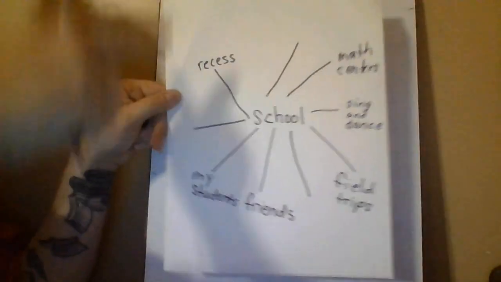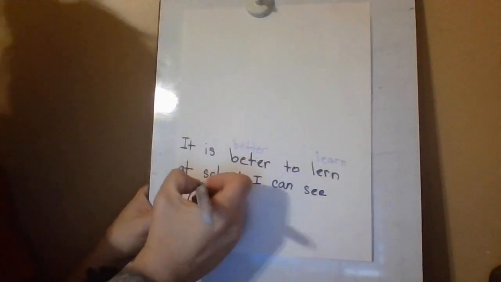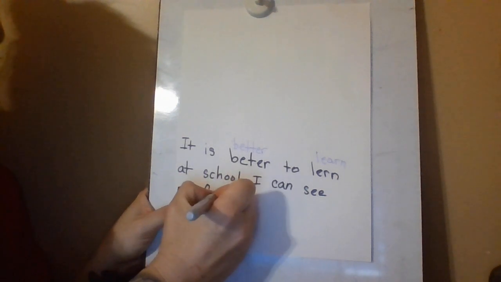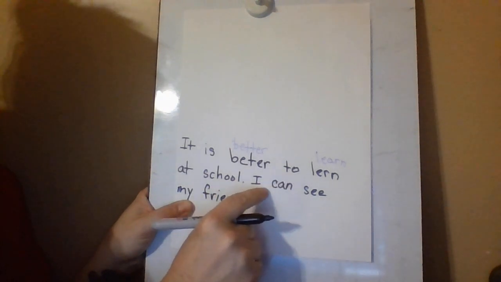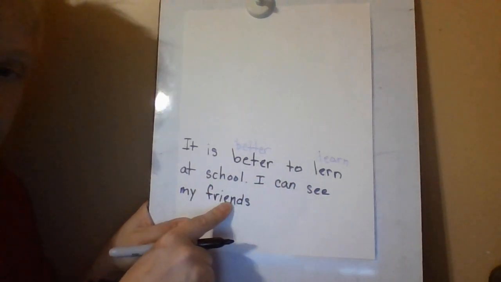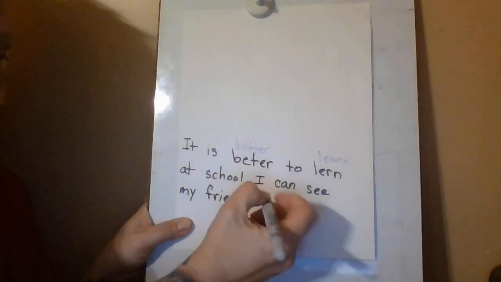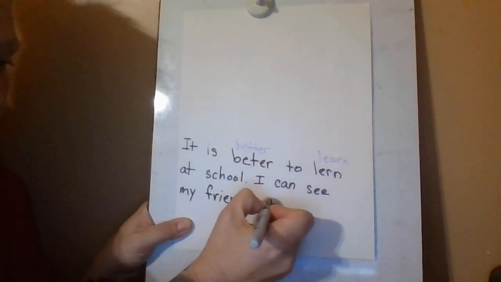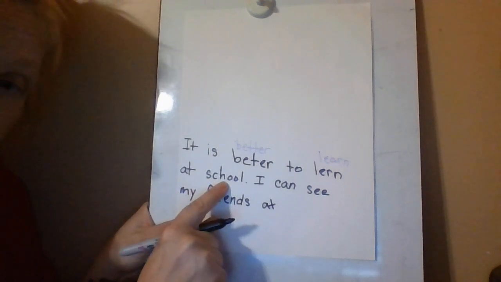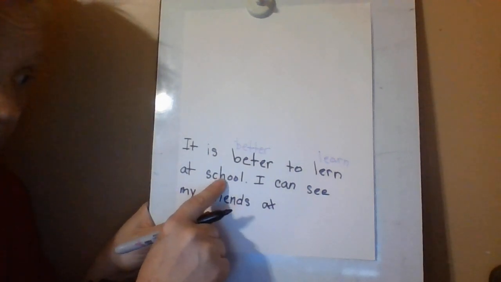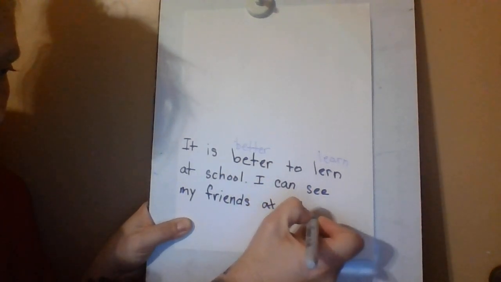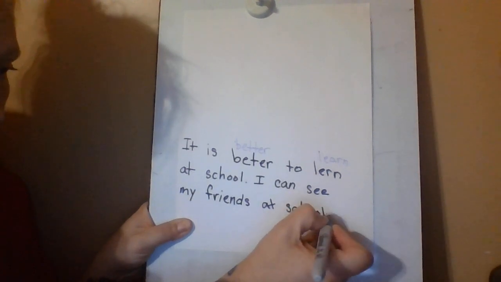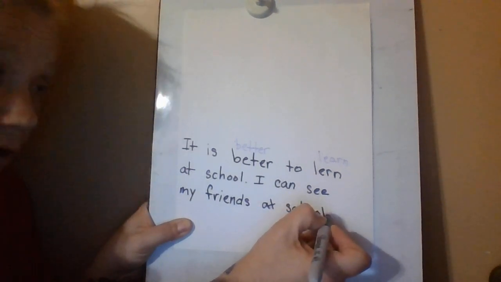And if I look at my web, in case I forgot how to spell friends, it's already on my web, so I can just copy it right from my web. F-R-I-E-N-D-S. I can see my friends, finger space, at, heart word, and then school, which is right here. So I can copy the word school from my previous sentence. Finger space, S-C-H-O-O-L. And it's the end of my sentence, so I have to put a period.